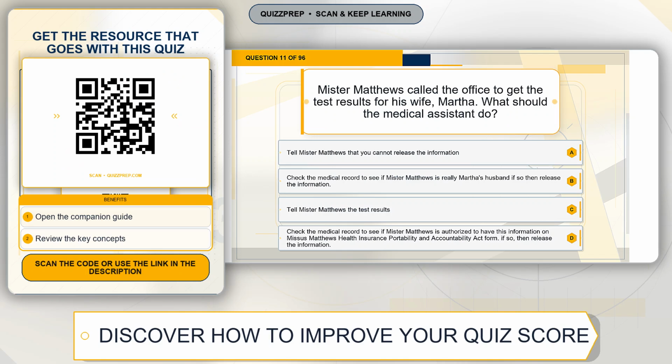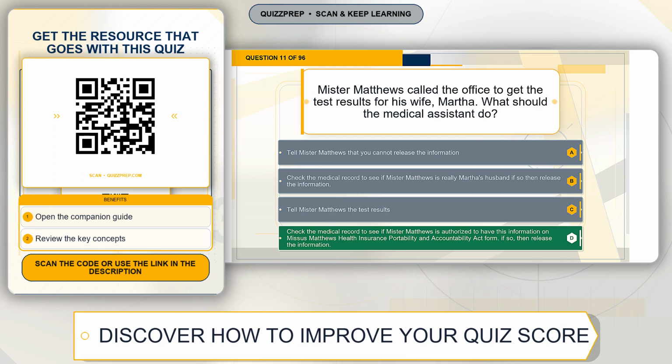Question 11. Mr. Matthews called the office to get the test results for his wife, Martha. What should the medical assistant do? Option A. Tell Mr. Matthews that you cannot release the information. Option B. Check the medical record to see if Mr. Matthews is really Martha's husband, if so then release the information. Option C. Tell Mr. Matthews the test results. Option D. Check the medical record to see if Mr. Matthews is authorized to have this information on Mrs. Matthews' Health Insurance Portability and Accountability Act form. If so, then release the information.